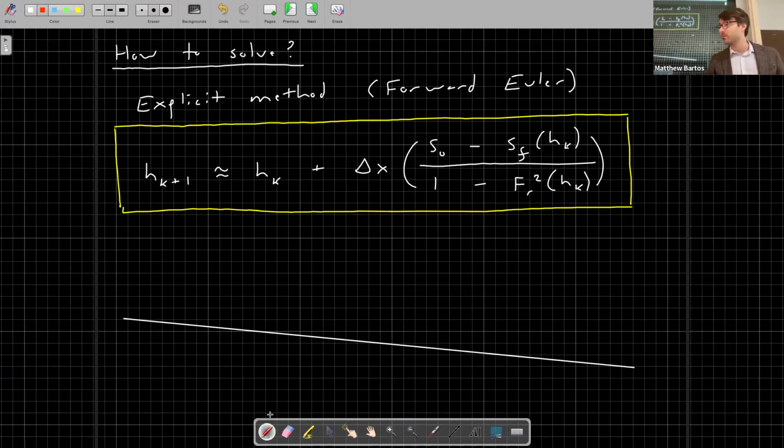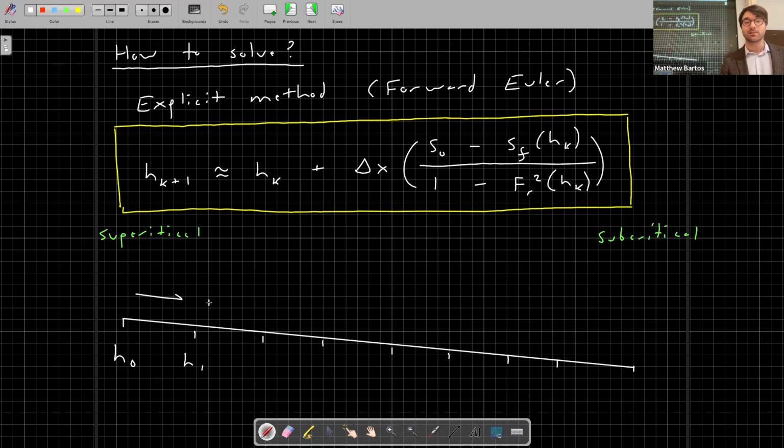The way that we progress depends on whether we have subcritical or supercritical flow. If we have supercritical flow, we start at the upstream end of the channel. If we have subcritical flow, we start at the downstream end of the channel. And we break our channel up into little chunks, and we start at some boundary where we know what the depth is. So let's say we have supercritical flow. We can start at the upstream boundary. We know what the depth is, so we plug that depth into our equation here. That becomes this HK. And then we can compute the next depth in sequence, which will be H1.